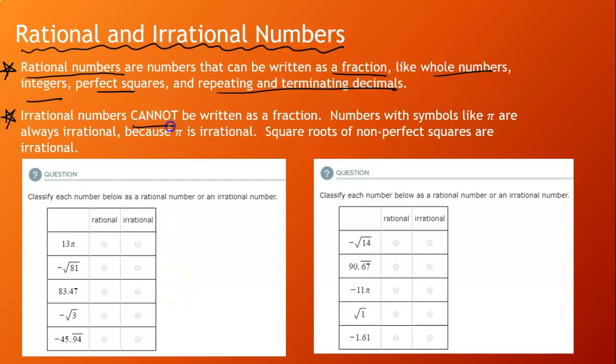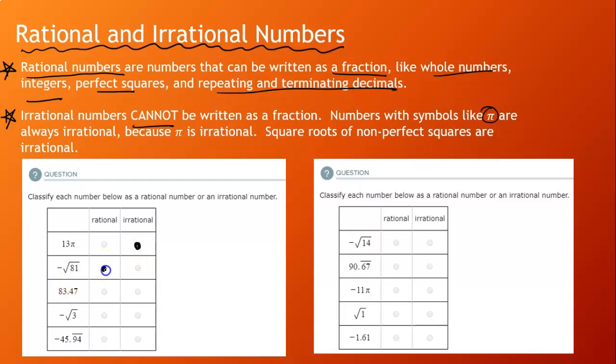Irrational numbers cannot be written as a fraction. Numbers with symbols like pi are always irrational, and square roots of non-perfect squares are irrational. So let's try this first one together. 13 pi is going to be irrational. As soon as I see pi, I'm going to mark irrational every time.